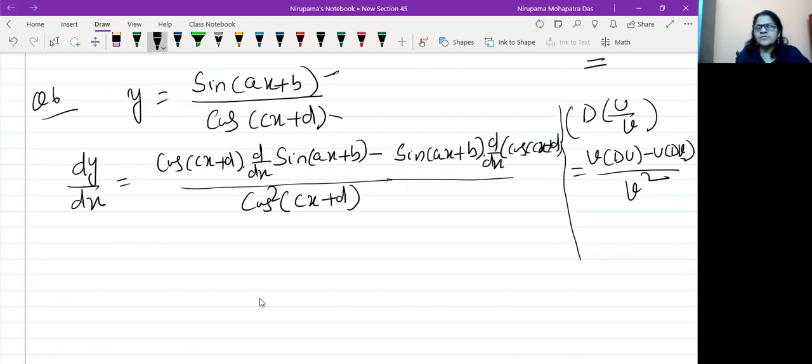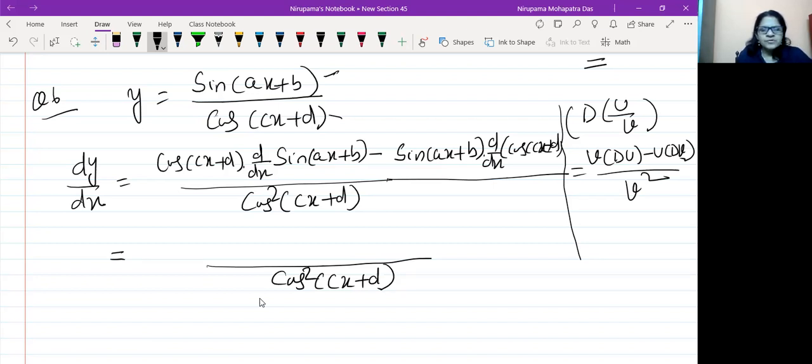Okay, so this is quotient rule. So the basic step is you have to apply quotient rule. In between, whenever you have to differentiate, you have to apply chain rule if it is applicable. So cos square cx plus d. Now here it is cos cx plus d. Now sin ax plus b with respect to ax plus b, that is cos ax plus b, into ax plus b with respect to x, which is a.